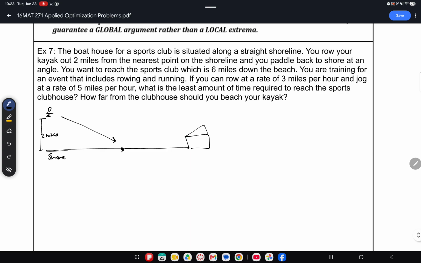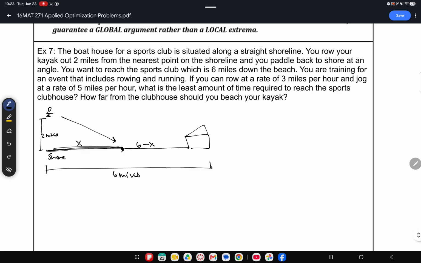So let's see what else I know. That was 2 miles. You want to reach the sports club, which is 6 miles down the beach. So this entire thing is 6 miles. And then we want to beach the kayak and then walk the rest of the way. So I don't know this distance here, but I know that this would be 6 minus x.